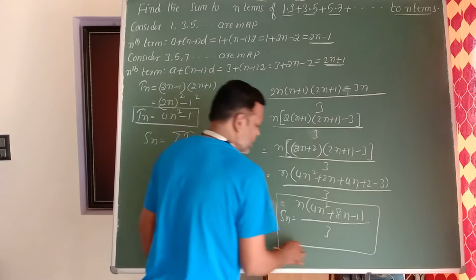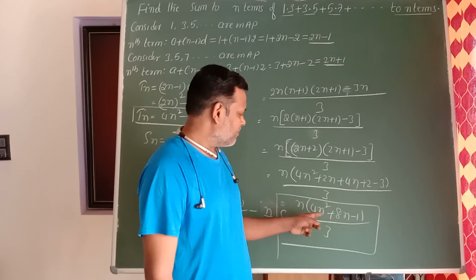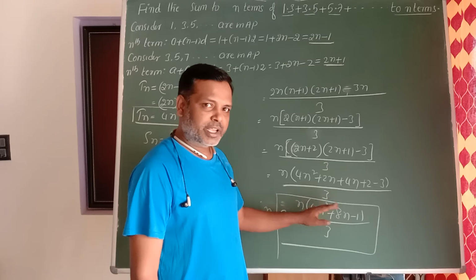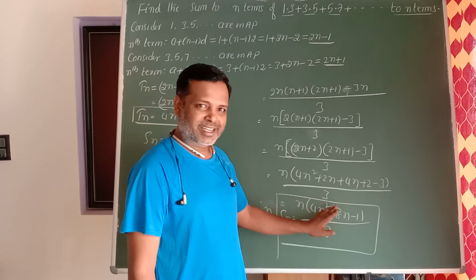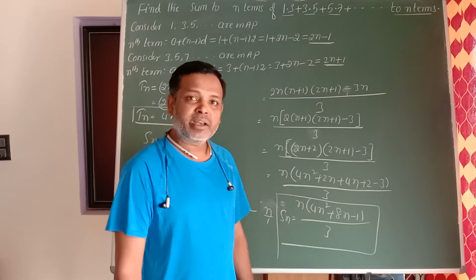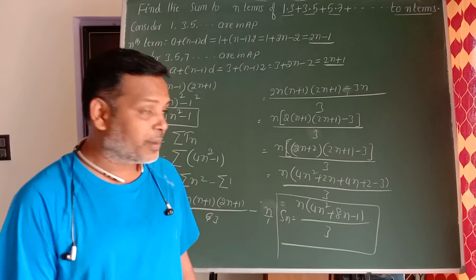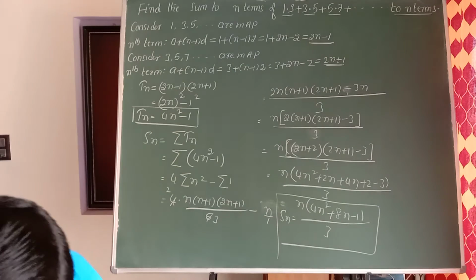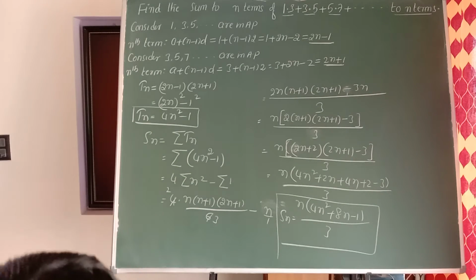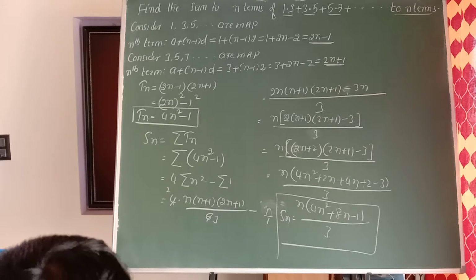So my question is, can this be factorized? No, it is not factorizable. Therefore keep the quadratic factor as it is. This is what Sn is equal to: n into 4n square plus 8n minus 1, whole divided by 3. Go through the solution once again, dear children.